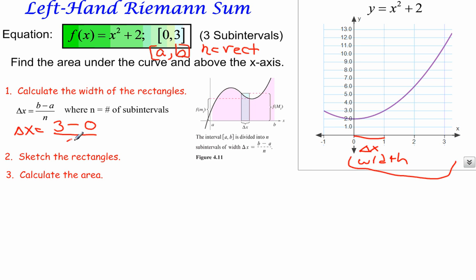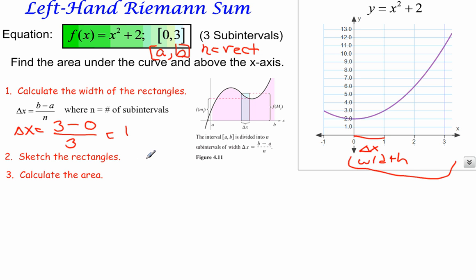So we are going to conveniently break this down into 3, which will give us a width of 1. Now we could have broken it up into 6 rectangles, and then I would have had a width of 1/2 and made my calculations a little bit more difficult, but also a lot more accurate. So there's a give and take going on there. I'm just going to undo that because we're going to stick with our 3 subintervals with widths of 1.